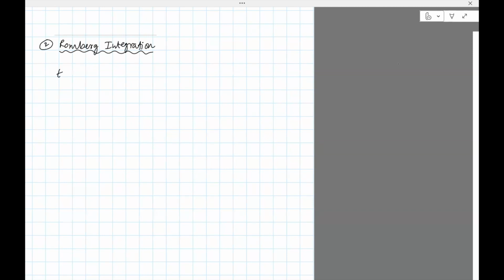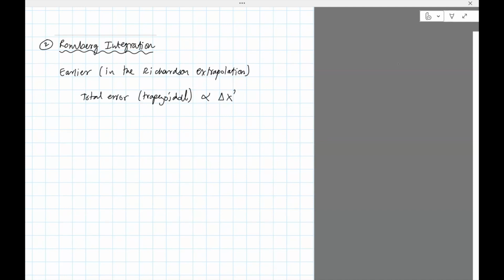So earlier I'd said, the Richardson, I'd said that total error for trapezoidal is proportional to delta x square.